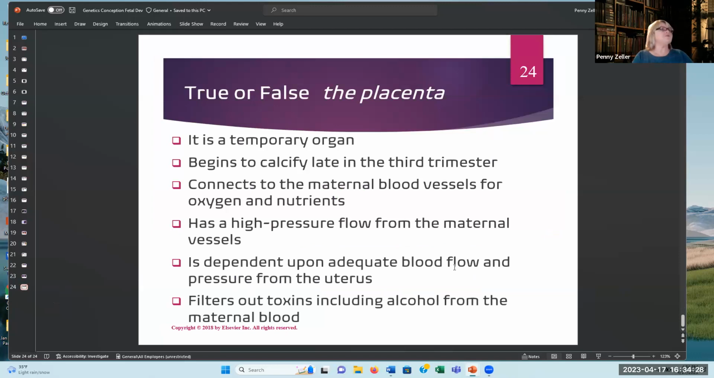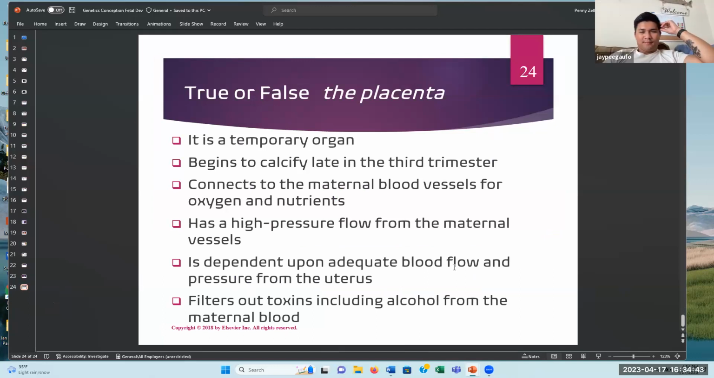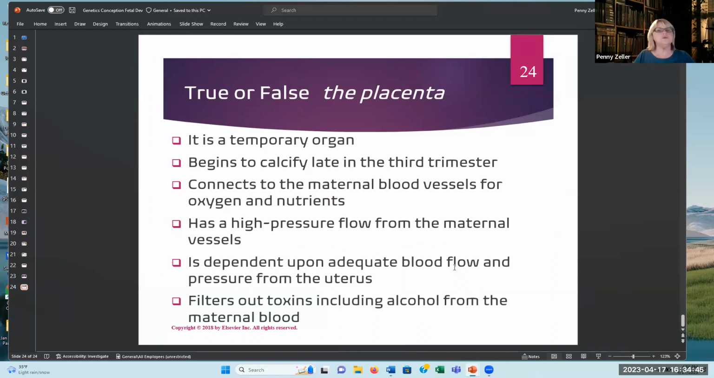Okay. True or false? About the placenta. It is a temporary organ. Is that true? Yes, because at the end of the pregnancy, it's gone. Is it true that it begins to calcify late in the 3rd trimester? Yes. Does it connect to the maternal blood vessels for oxygen and nutrients? It doesn't really connect. It butts up against it, but there's no exchange. There's no blood transfer from mother to fetus.